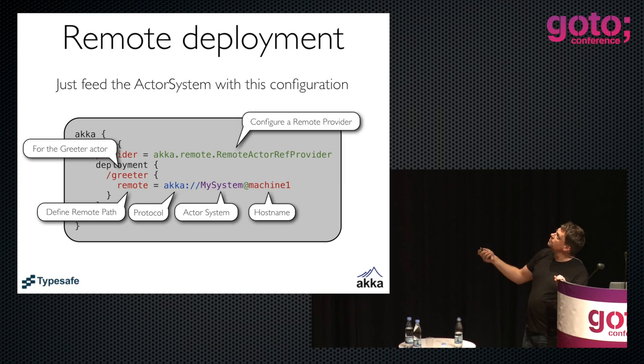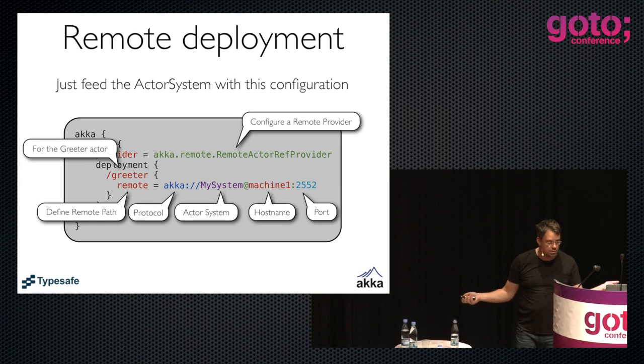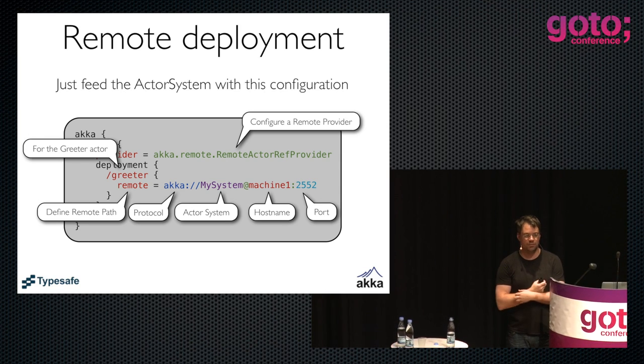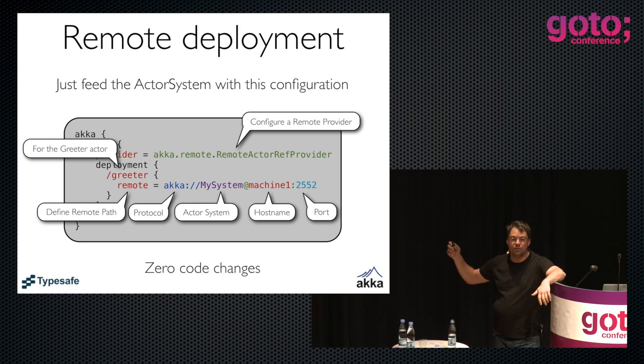Okay, so we have my system there. It runs on this machine, on this port, and that's something that I configure elsewhere in the configuration. All the ports that should be open for all the systems, right? And that's it. When I create this actor, what's going to happen now is it's not going to be created locally. It's actually going to be deployed to another machine and instantiated there. And the reference I get points to that guy.